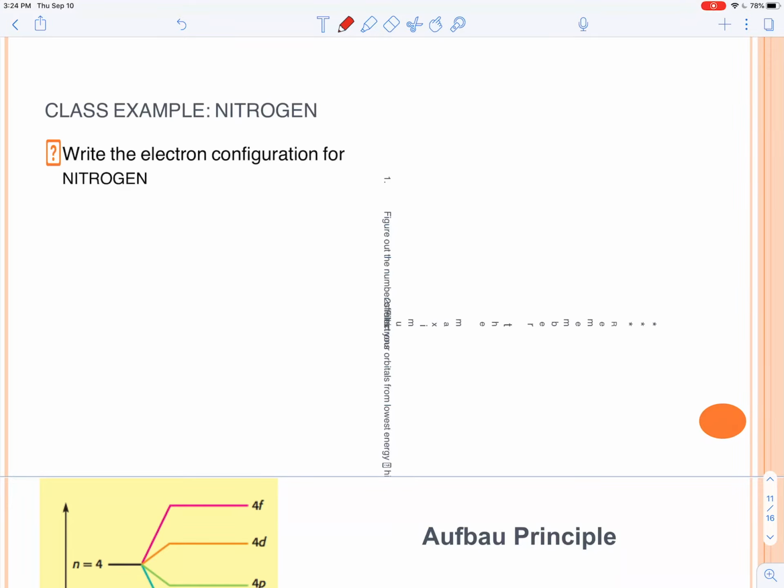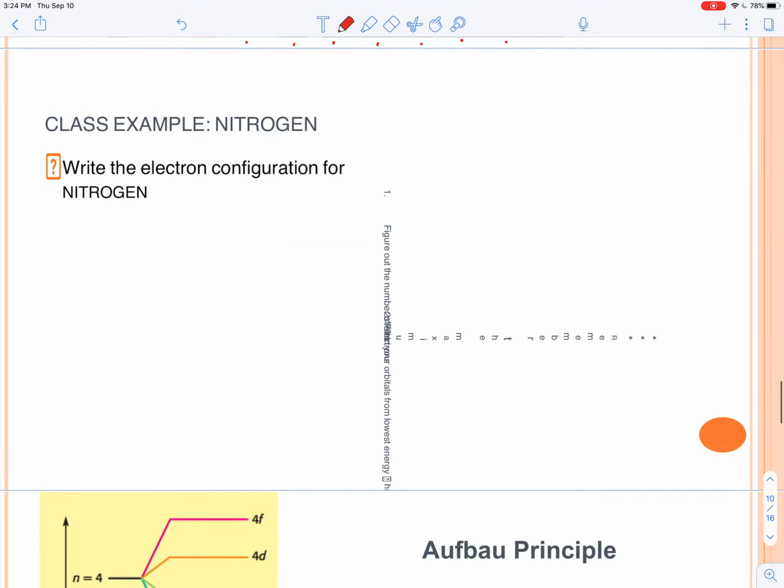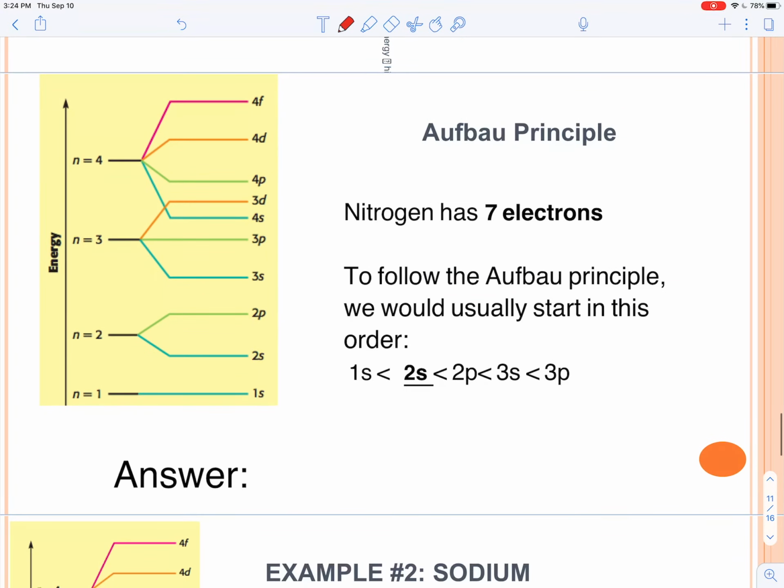So it says write the electron configuration for nitrogen. So how do we do this? First you want to figure out for nitrogen, how many electrons? So how about you answer that for me? Nitrogen has 7 electrons. So if you said 7, good job. You found nitrogen on the periodic table. And so to follow the Aufbau principle, we're going to do this order. You always start with 1s. So in an s orbital, I've got 7 electrons total. In this first s orbital, the max it can hold was 2. Right? We mentioned that earlier.